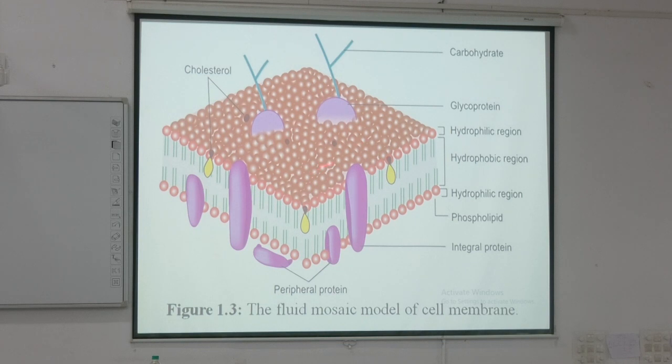What is this red spot? Anybody else? This is phosphoric acid. This is free fatty acid. Why is it called lipid bilayer? Because lipids are present like that. And these are proteins. Students, when the question is asked, you have to make this diagram very clearly in your mind and elaborate it.